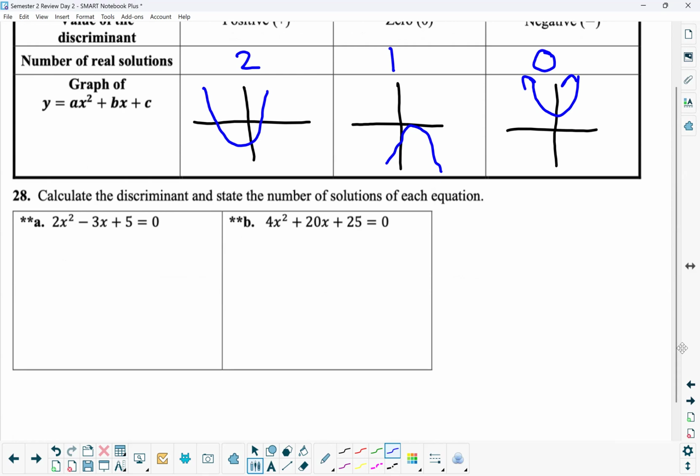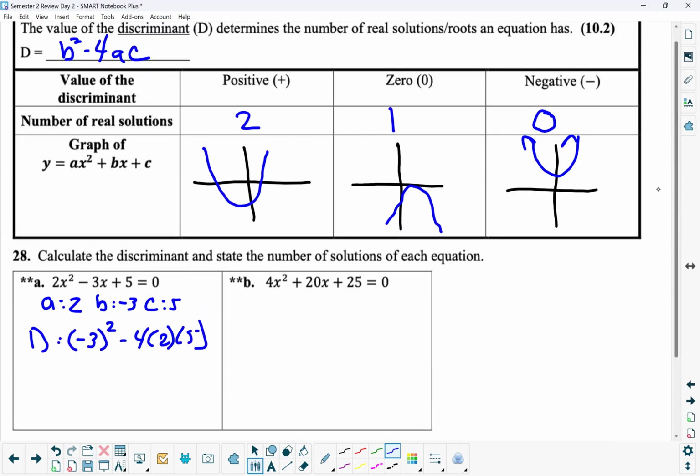So calculate the discriminant, state the number of solutions of each equation. So for the discriminant, I am going to list my values for a, b, and c. 2, negative 3, 5. My discriminant is negative 3 in parentheses squared minus 4 times 2 times 5. It's the exact formula that we have at the top of the page. If you would like, you can actually have your calculator multiply that out for you. I'm going to actually do it by hand here.